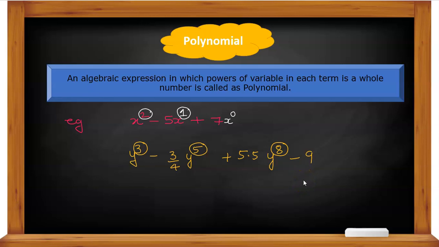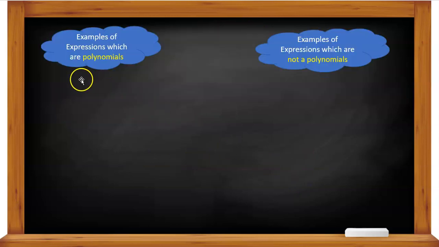Let us understand it in a better way. Now here I will be writing examples of expressions which are polynomials. For example, if I write, say, xy square minus 5y plus 7. Here I have used two variables. The power of x is 1 and the power of y is 2. Both are whole numbers. Here the power of y is 1, which is also a whole number. So this is an example of a polynomial.